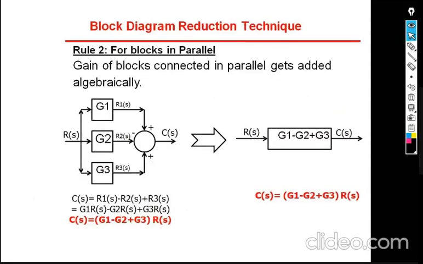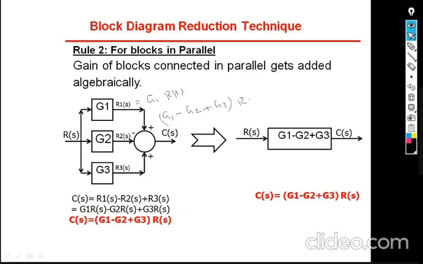Next, rule number 2 is, if the blocks are connected in parallel, what is the value? All of you are aware that this is the summing point, which will give the output as the sum or subtract of the inputs. Here the input is R1, output is R1 of S. What is R1 of S here? G1 into R of S, and here G2 into R of S, and here G3 into R of S. R of S is common. So here we have G1 minus G2 plus G3 into R of S.